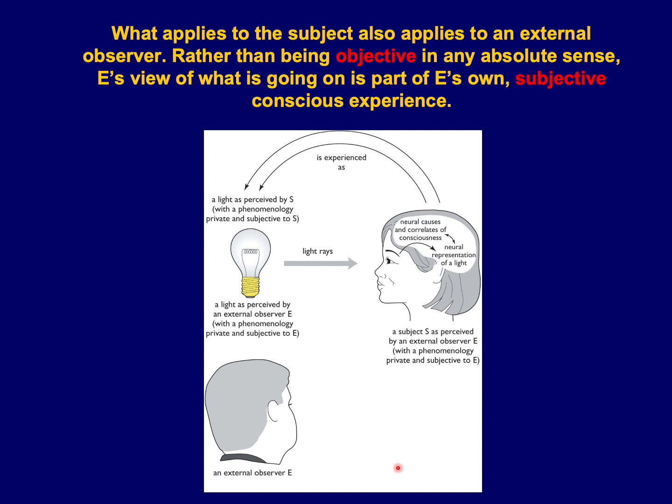And here we can see how all this applies to a typical psychophysical experiment, where we have a subject looking at a light, and we treat the subject's experience of the light as private and subjective. And we have an external observer who thinks of the whole of his observations of what's going on, of the light stimulus and of the subject, as public and objective. But in truth, when he looks at the light, it has a phenomenology that's private and subjective to himself. And the same applies to his observations of what's going on in the subject's brain.